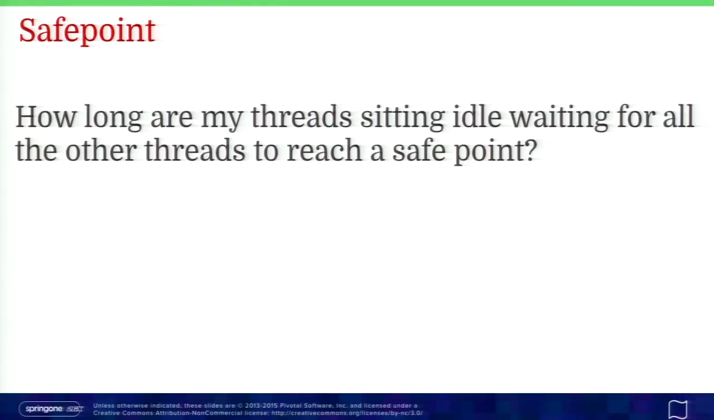So the one question here that I think a lot of people don't actually think about, but is really important, is how long are my threads sitting idle waiting for all the other threads to reach a safe point, right? If you're running a JVM with thousands of threads and you want to go get a stack trace of one other thread, you now have to stop all of those thousands of threads. One might hit a safe point check, and now you're waiting for the next one, the next one, the next one, right? Until all of these like 5,000 threads stop.